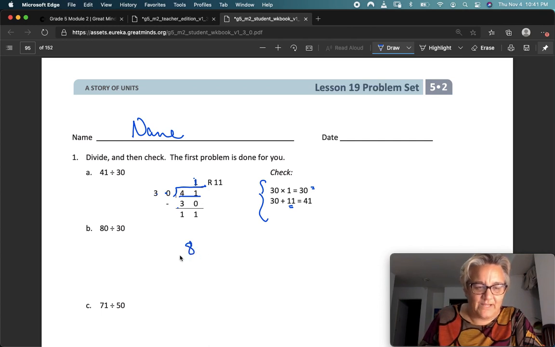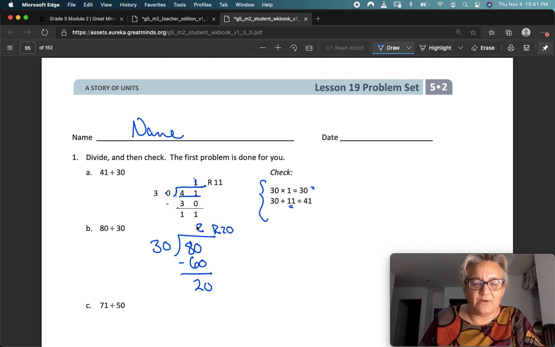80, right? Remember, the first number goes underneath the division symbol. So we've got 80 divided by 30. Now 3 tens are going to go into 8 tens how many times? Well, 3, 6, 9. So 6 is as high as we're going to go. So that's going to be 2 times. 2 times 30 is 60. Then we subtract. 80 minus 60 is 20. So we have 2 remainder 20.